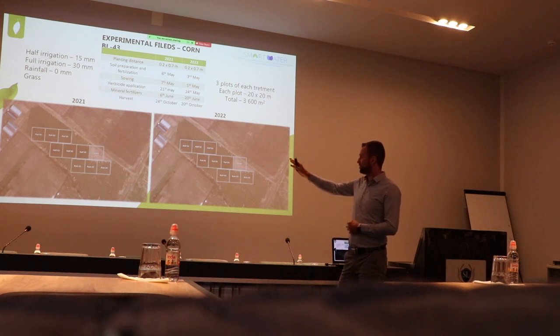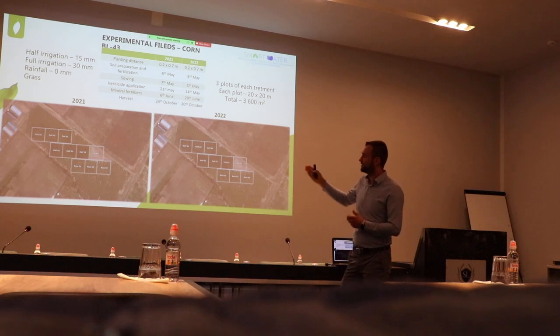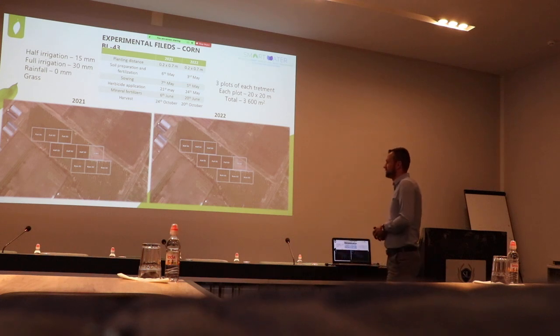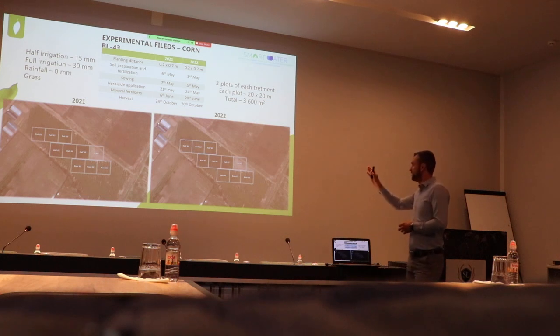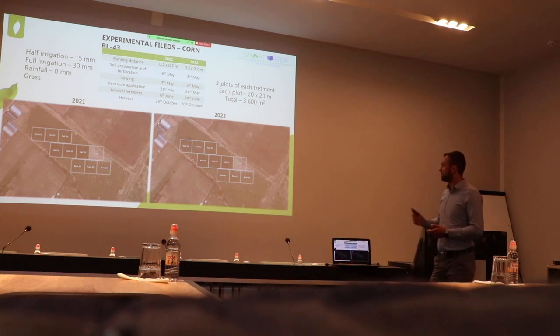As you can see, in 2021 and 2022 there are some differences, because in 2021 the first plots were with full irrigation, the second was with half or deficit, and the third was without irrigation. But in 2022, the first plots were half irrigation, the second one with full irrigation, and the third one without irrigation.